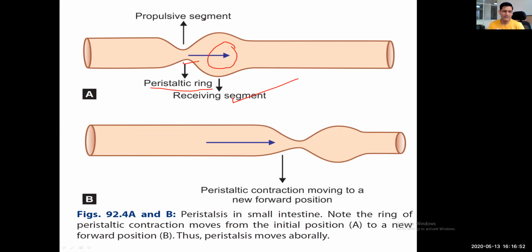So here is one peristaltic wave. Here is a propulsive segment having a tonic contraction, making a peristaltic ring and pushing the chyme forward. The other one, with circular muscles relaxed, receives the chyme, and so the ring will go further. Here now there is a peristaltic ring, and this is a receiving segment. By this movement, the chyme will go forward.